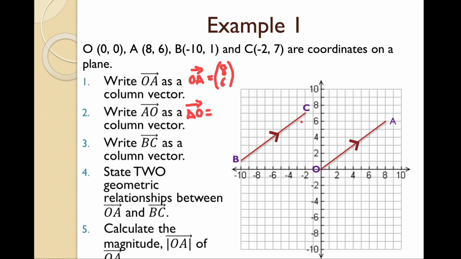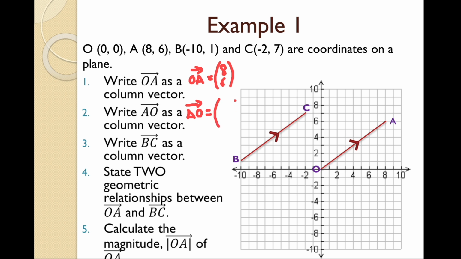So just pretend this graph wasn't here. If I tell you O to A, it would just be 8, 6, because OA is a position vector. It's coming from the origin, so I know from that it's 8, 6. Does that make sense? Good. Nice. Now, A to O is the opposite of 8, 6.